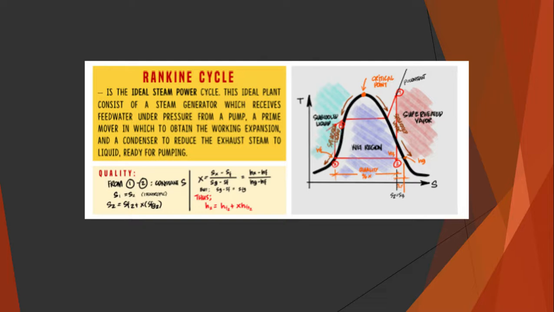Rankine cycle. Rankine cycle is presented from this slide. The critical point down to saturated liquid and subcooled liquid. On the other side, from critical point down to saturated vapor or superheated vapor. Also in this picture, quality was also presented where h2 equals hf2 plus x hfg. Next po.